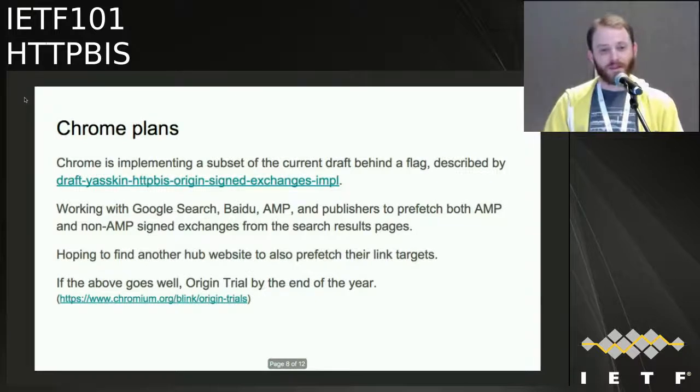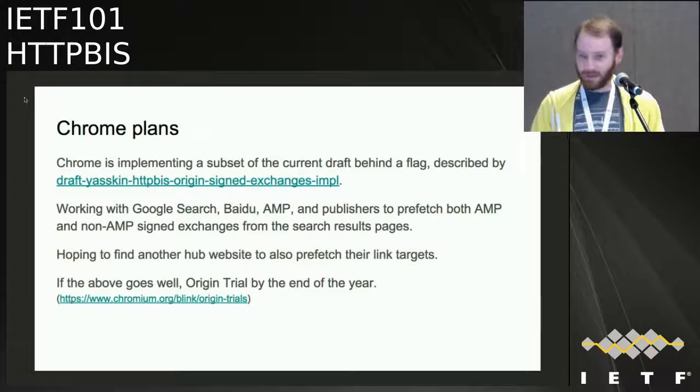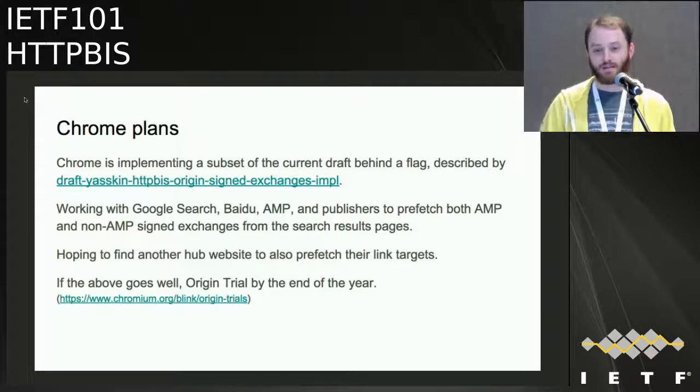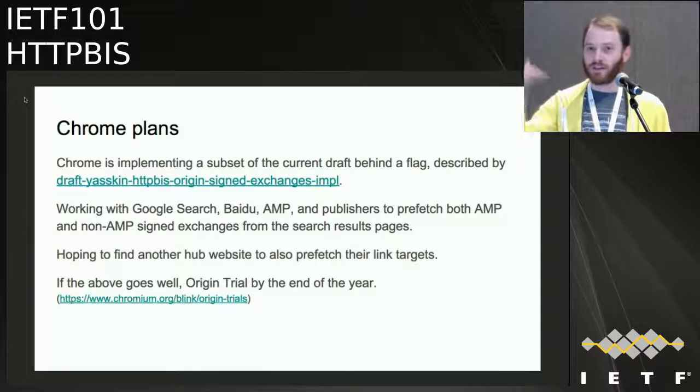Next slide. So Chrome is currently implementing this. We're doing a subset of the draft, and I've copied and subsetted the draft into a new draft that we can use for versioning. I'm interested in opinions from this room about whether that's the right way to do snapshots for matching implementations. We're working with Google Search, Baidu, AMP, and a couple publishers to try to prefetch both AMP and non-AMP signed exchanges from the search results page.